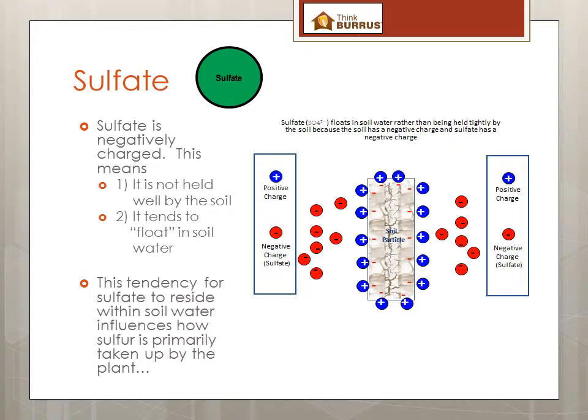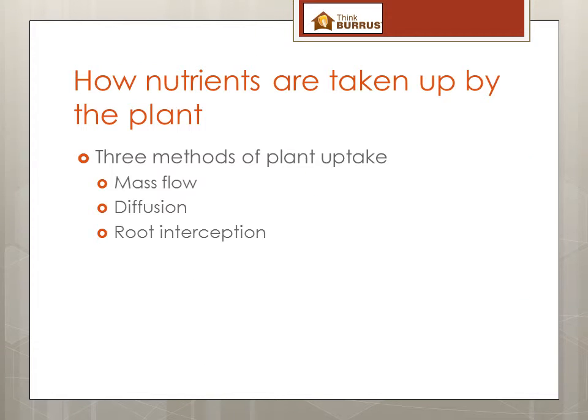The soil tends to have a negative charge, sulfate does have a negative charge, negative doesn't attract negative, and so instead sulfate just sits there and kind of floats in the soil water. This tendency for sulfate to reside within soil water influences how sulfur is taken up, the major way that sulfur is taken up into the plant. And we want to talk about that.